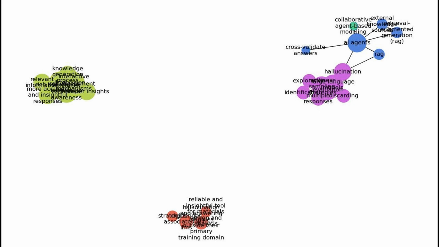Collaborative agent-based modeling. The study utilizes multiple AI agents that interact and collaborate to solve complex problems. Each agent can specialize in different areas, allowing them to cross-validate answers and refine the information being generated. This teamwork creates a more robust system that can tackle inquiries from various perspectives, enhancing accuracy and providing a support mechanism against incorrect information.